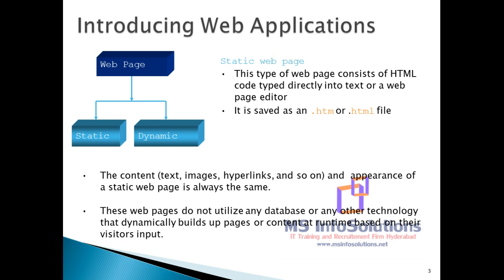The content and appearance of a static web page is always the same. Whatever data we present on the page while developing the application is not modifiable; the data does not change. It is simply content like text, images, and hyperlinks, and there is no chance to modify the data. Only unique, static data is available on the web page.